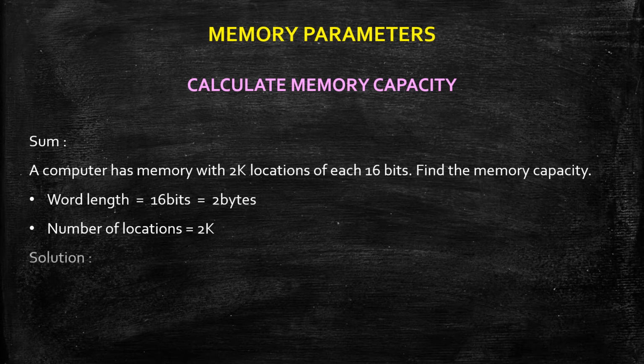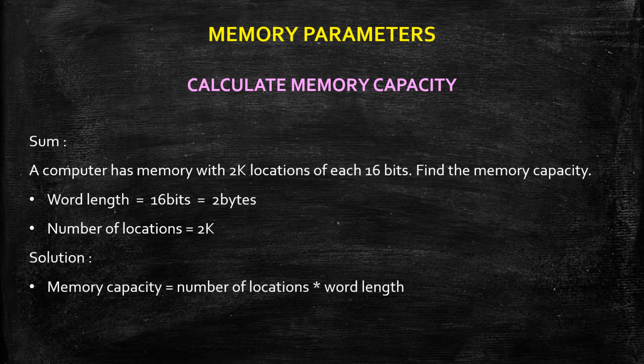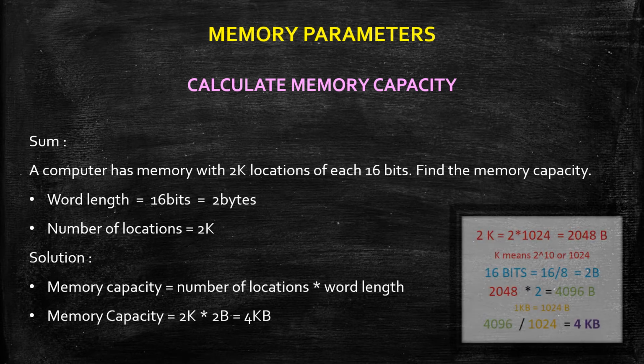And solution. So we know the formula to calculate the memory size or memory capacity. The formula is memory capacity is equal to number of locations multiplied by word length. So let's put all the values and get the answer. So 2k multiplied by 2B is equal to, final answer is 4KB. So it's quite easy, right? But now let's understand this calculation a little bit in detail.